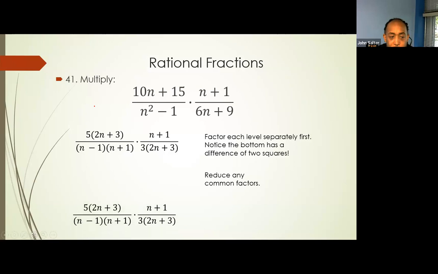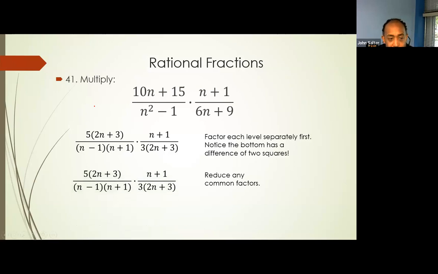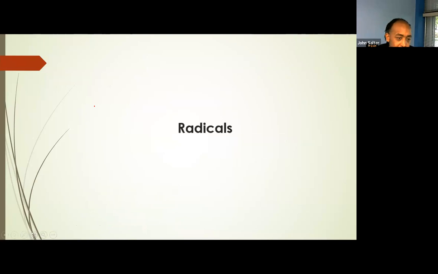Look for any common factors on top and bottom. Do I have any? Absolutely. I got the 2n plus 3 on top and bottom. I also have the n plus 1 on top and bottom. Get rid of all of that, what's left? Okay, well, on the top, I just got a 5. On the bottom, I have an n minus 1 and a 3. If you want, you can distributive property that, but not always necessary.